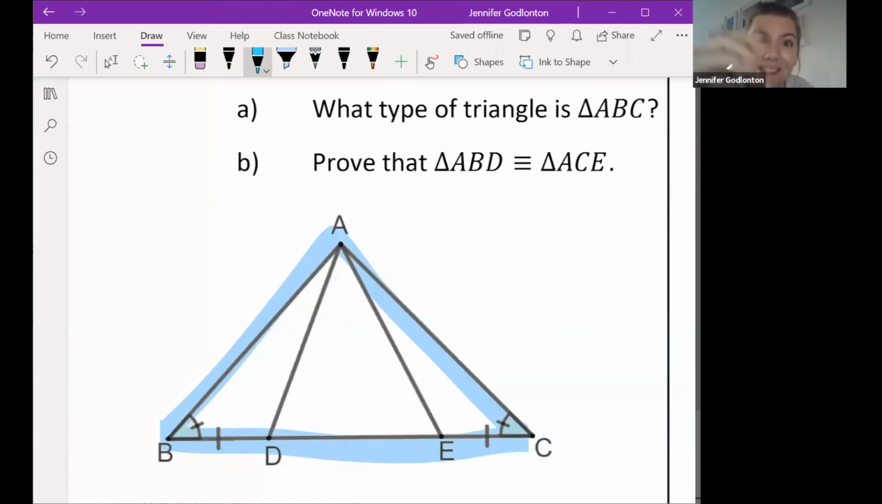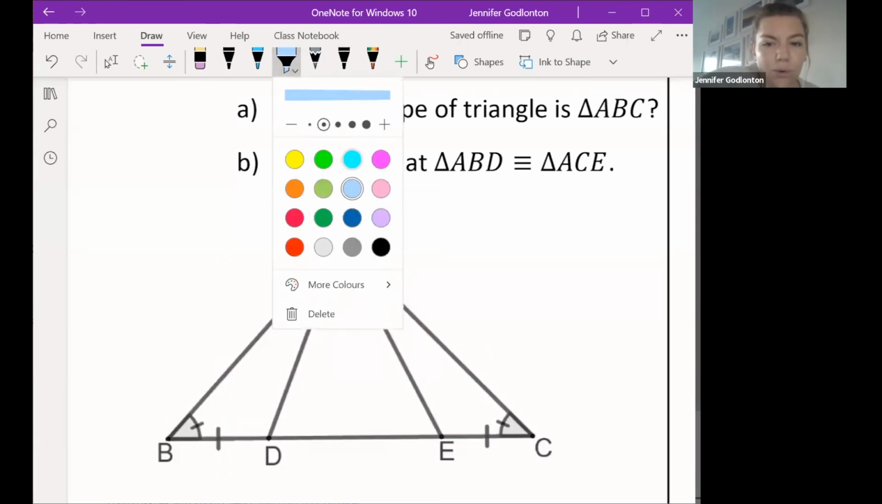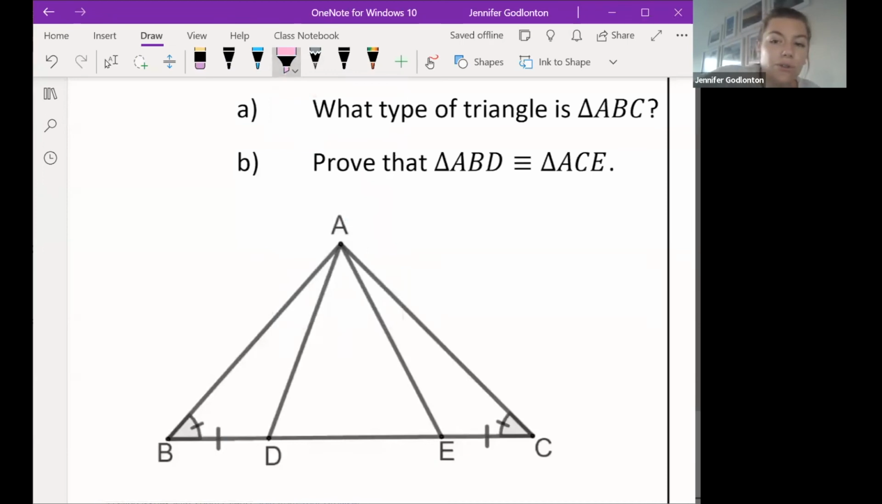What have they told us? Yes, good. They've told us that the angles are equal. Exactly. So they've told us that this angle over here is equal to that angle over there. So that's telling us that this is an isosceles triangle. Then the second part of this question is saying, now that you know that's an isosceles triangle, could you solve for this triangle being congruent to this triangle?